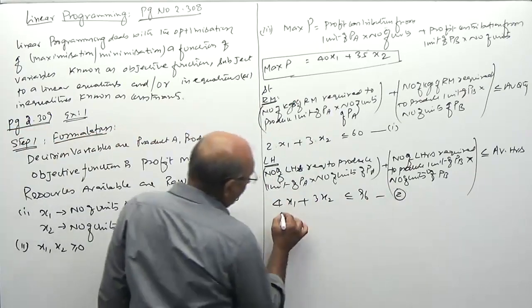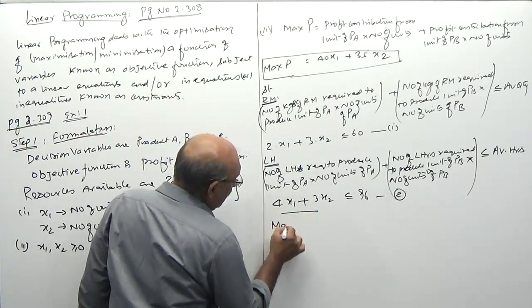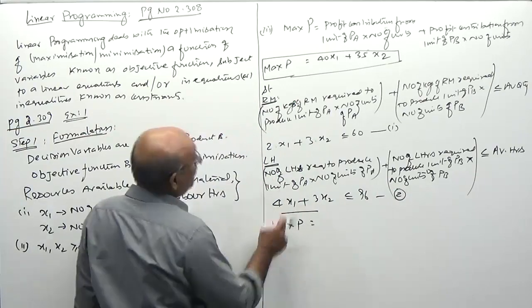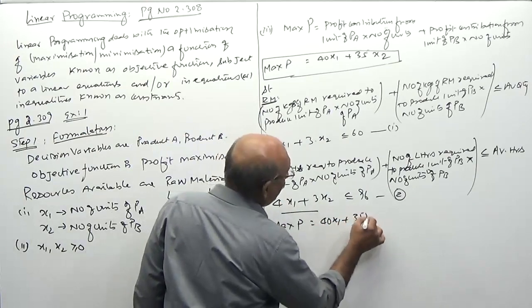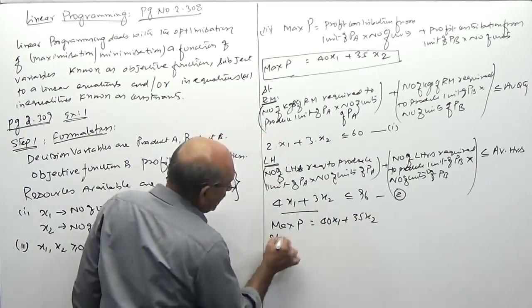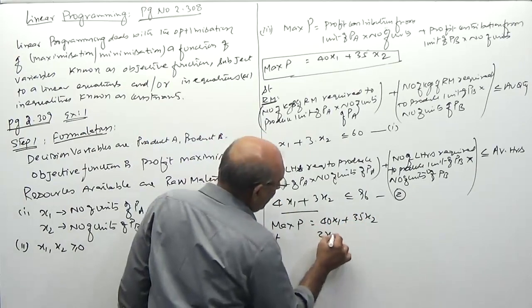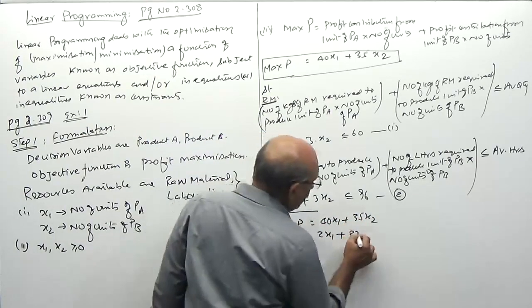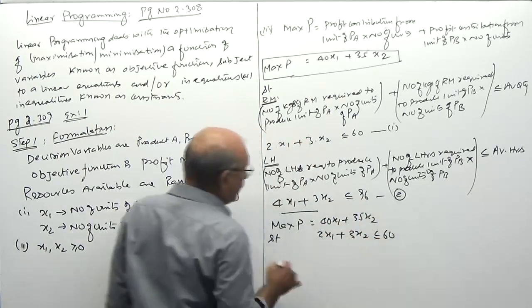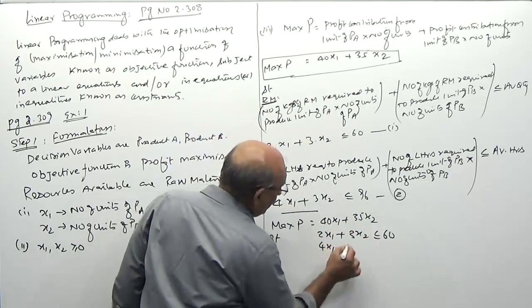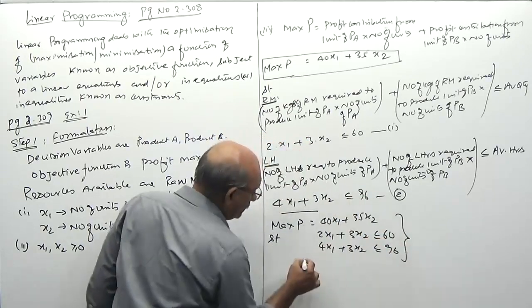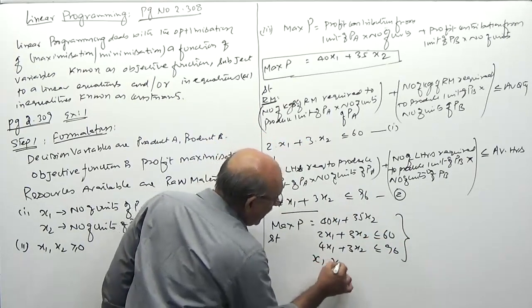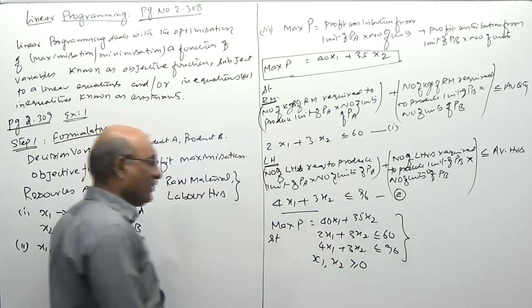So look at the problem one more time. What is the objective function? Maximize profit, which is equal to 40x1 plus 35x2, subject to 2x1 plus 3x2 less than or equal to 60, 4x1 plus 3x2 less than or equal to 96, x1 comma x2 must be greater than or equal to 0.